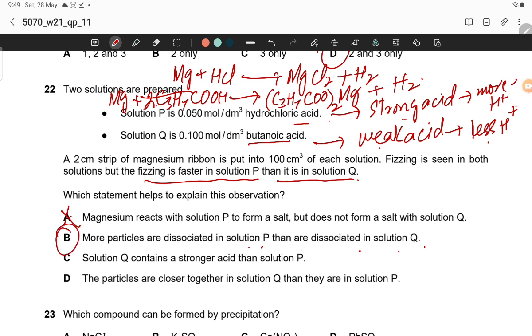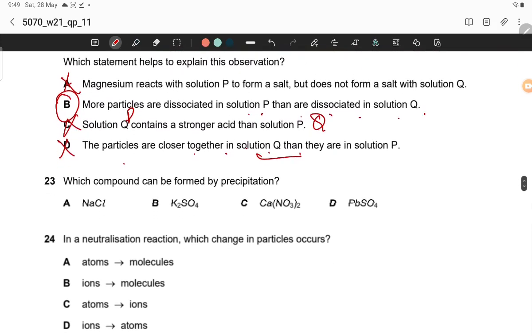Solution Q contains a stronger acid than solution P. No, solution P is a stronger acid than solution Q. So this is also incorrect. The particles are closer together in solution Q. No, it is a weak acid, so particles are not closer together than in solution P.